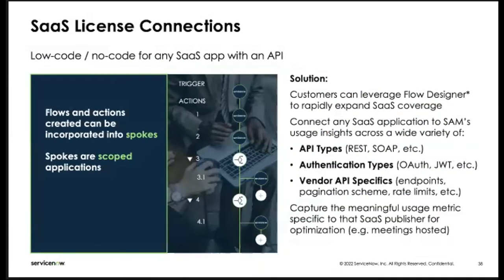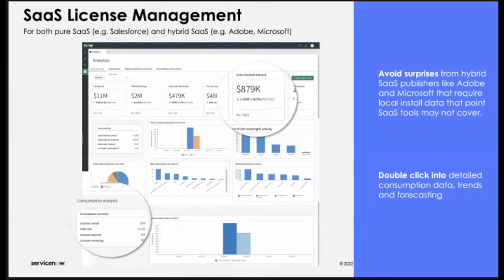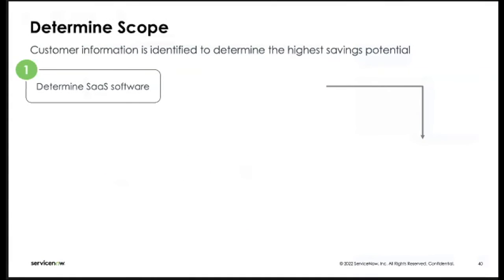Customers can use low-code and no-code for any SaaS app with an API. By leveraging ServiceNow Flow Designer, customers can rapidly expand their SaaS coverage. By using the ServiceNow SaaS license management dashboard, customers can have visibility into their SaaS environment at their fingertips. When customer information is identified, they can determine the highest savings potential by following these steps.